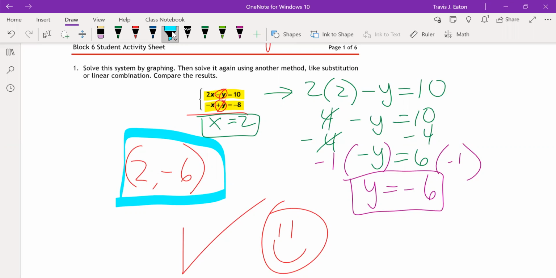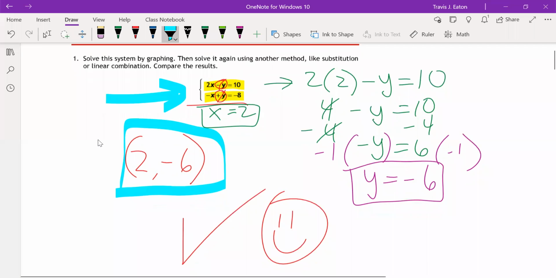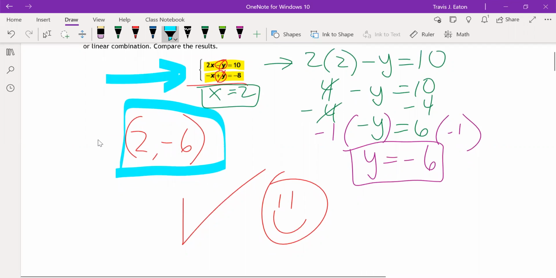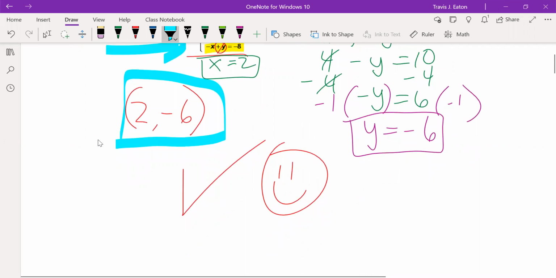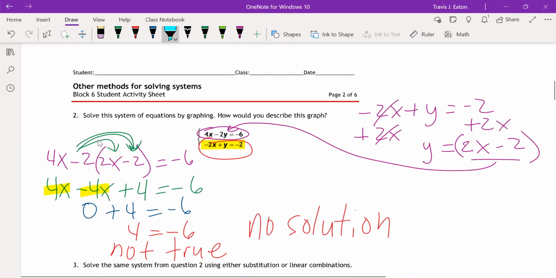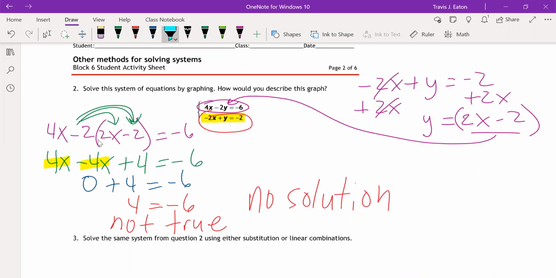And that is the only ordered pair in that order that will work for this system of equations: 2x minus y equals 10 and -x plus y equals -8. So we solved it. There's one solution. Checked our answers. Everybody's happy. We're good.